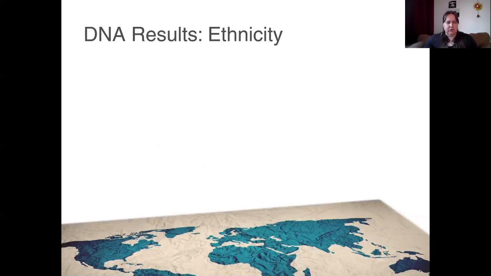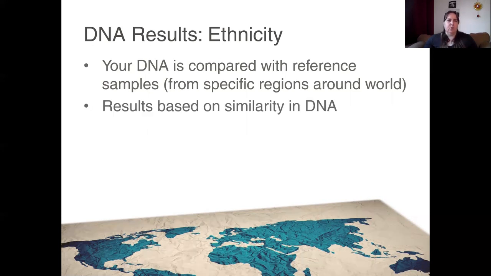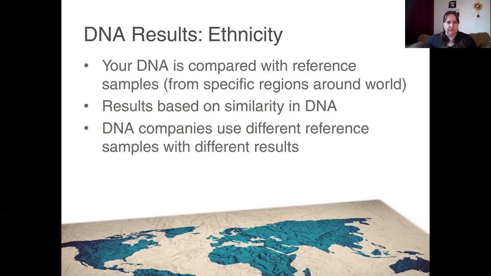So these ethnicity percentages are offered by all of the DNA companies that we use for genealogy. The way these percentages are determined is based on reference samples. The DNA company gathers DNA samples from specific regions around the world, and they create something called a reference sample, and then they compare your DNA to those reference samples. Based on how similar your DNA is to those reference samples, along with some complex algorithms, they then give you your percentages.